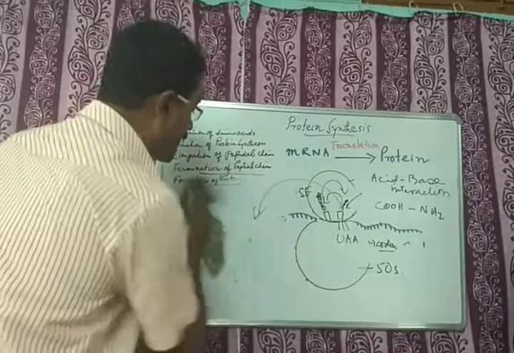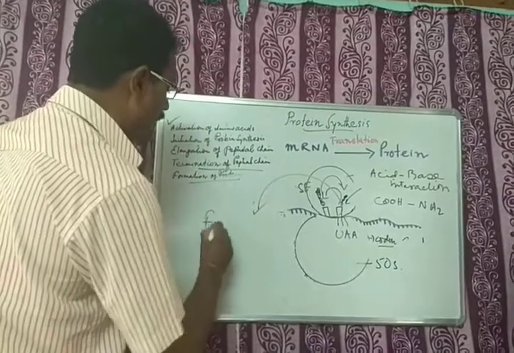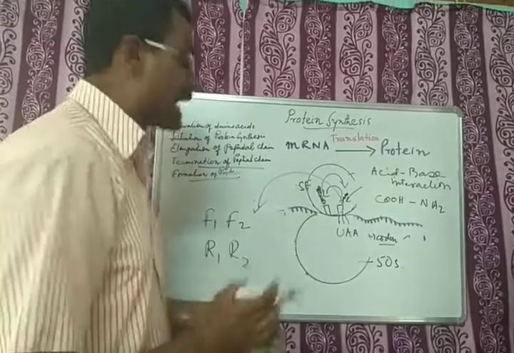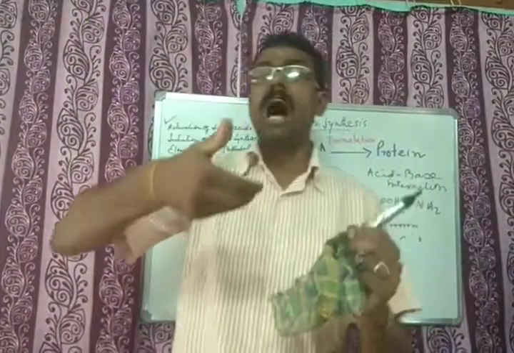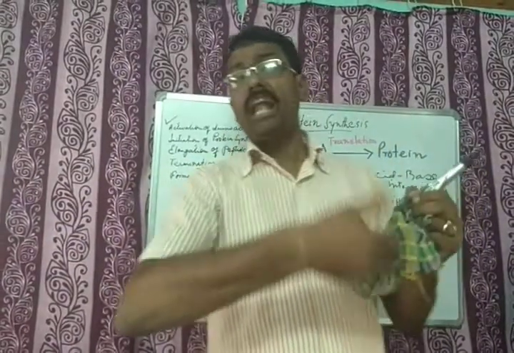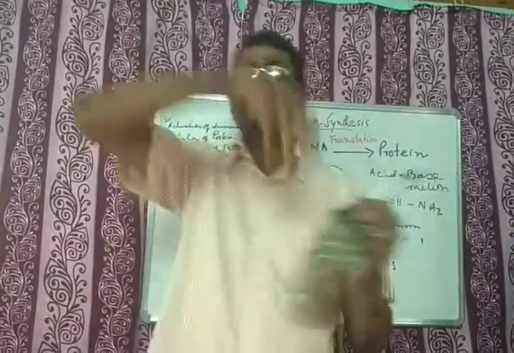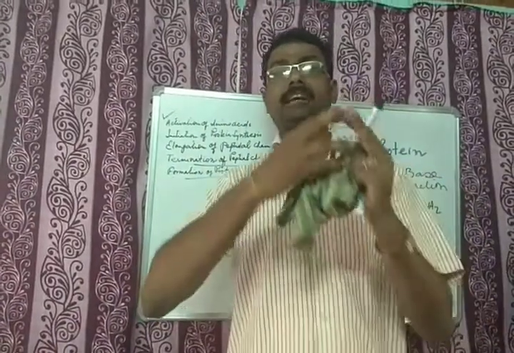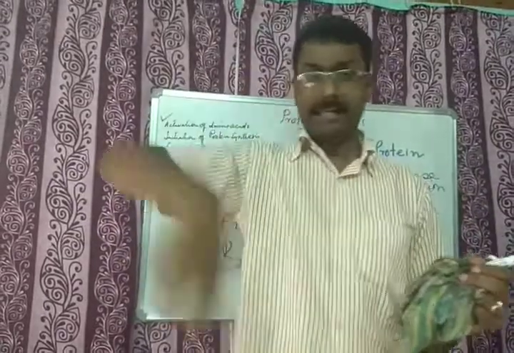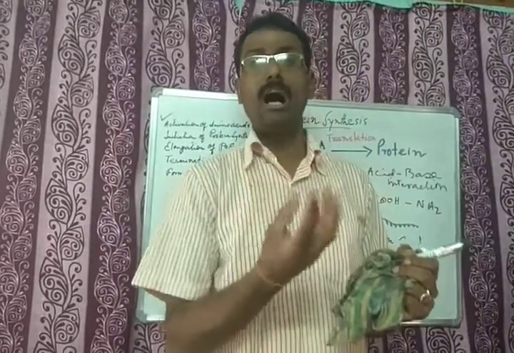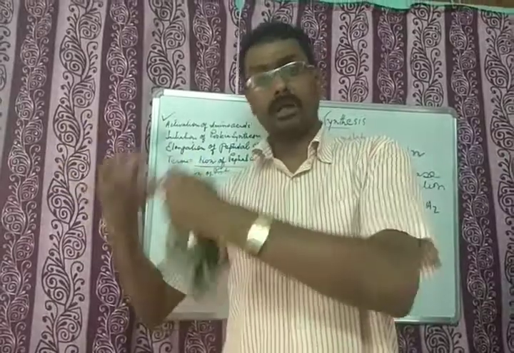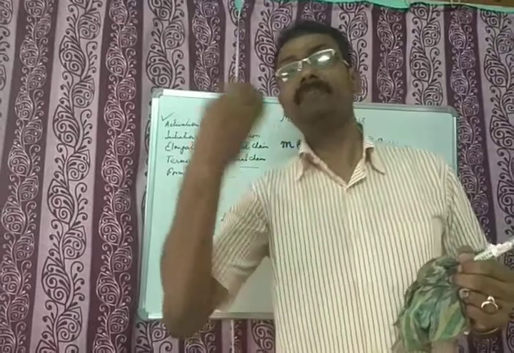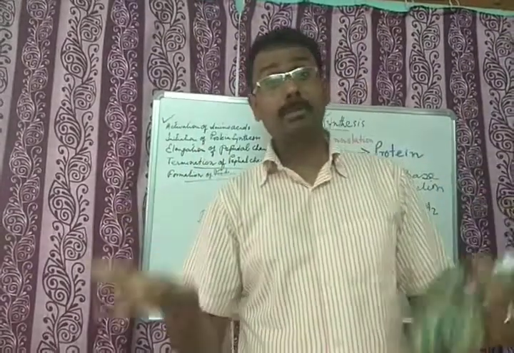I am writing down the factors: F1, F2, and releasing factors R1 and R2. They help in taking out the peptidal chain from the A site, and when it comes out of the ribosome, then it is a protein, just like a potter making clay materials. Up till when it is on the wheel, you cannot call it a tub or any defined material. The moment it is taken out, then you call the utensil by giving it a name. The same thing happens in protein synthesis.